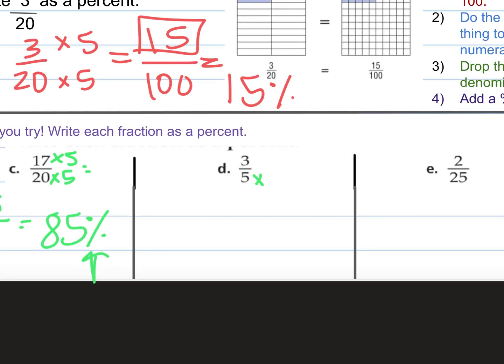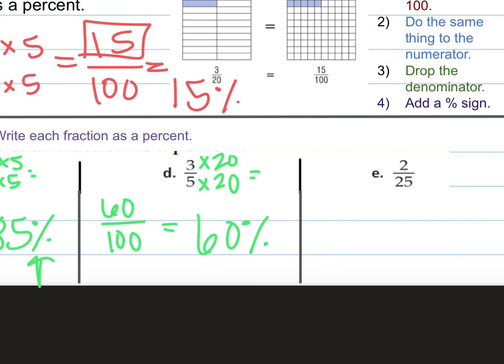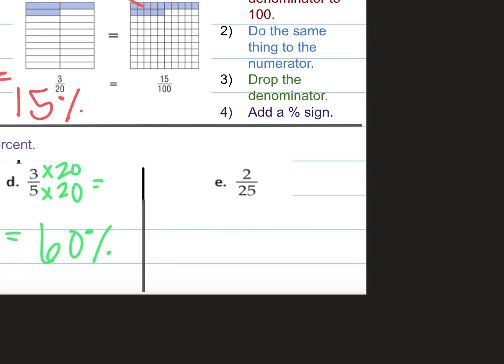3/5, I know that I can multiply 5 by 20 to get to 100. That's always the goal, make the bottom number 100. So again, I'm going to multiply the top by 20, so that would be 60 over 100, which then, whatever your numerator is, that is the percent. So 60%. Next one, feel free to pause and try this one on your own, and then watch through and see if you got it correct.